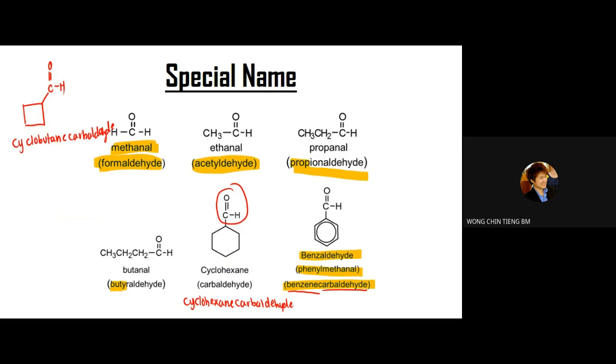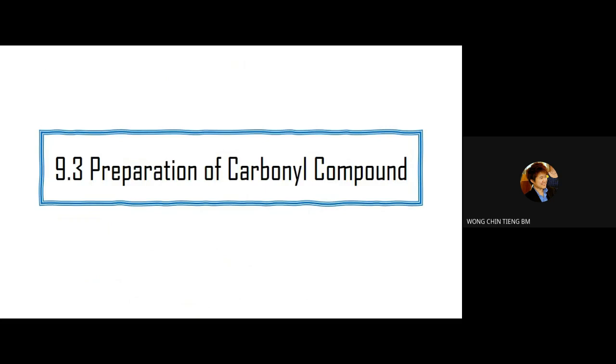Habis. Okay? Boleh? So, the three name yang saya rasa kamu kena tahu: formaldehyde, acetaldehyde and benzaldehyde. Jangan lupa yang tu. Bukan saya kata propanal dengan butyraldehyde tu tak penting. Just kamu boleh teka kot daripada pro dengan but tu kamu nampak 3 dan 4 carbon tu. So, not much a big deal over that. Special name, again, tak payah guna, tapi kalau exam keluar, kamu kena tahu. Itu je. Okay. Going for preparation of carbonyl.